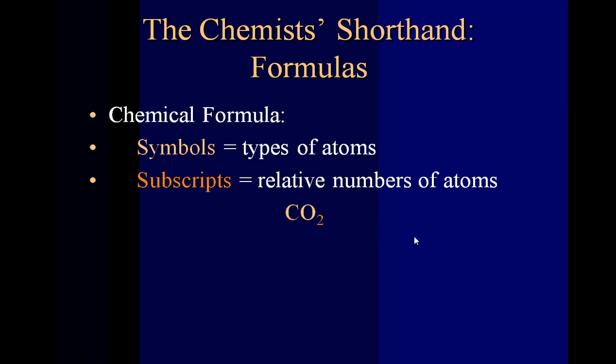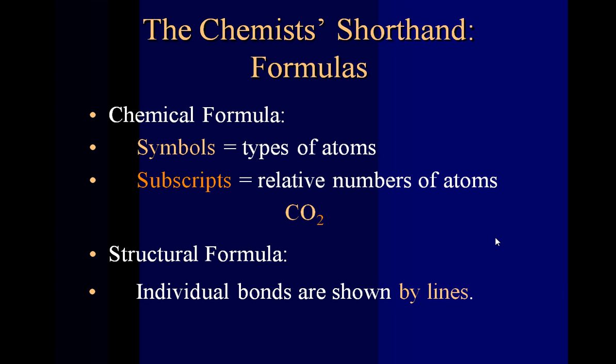So here's an example, carbon dioxide. You have one carbon and two oxygens. The structural formula shows individual bonds by lines, and when we draw Lewis structures or do things more with that, then we'll get into that a little bit more. But again, you don't need to know that for today, unfortunately.